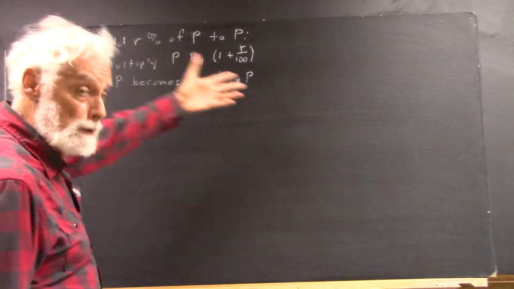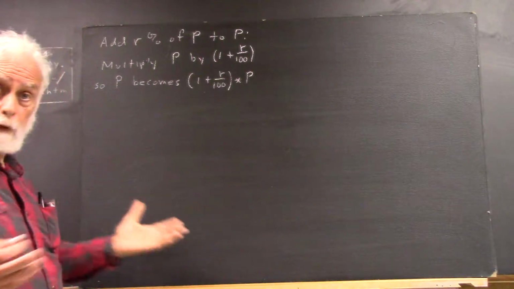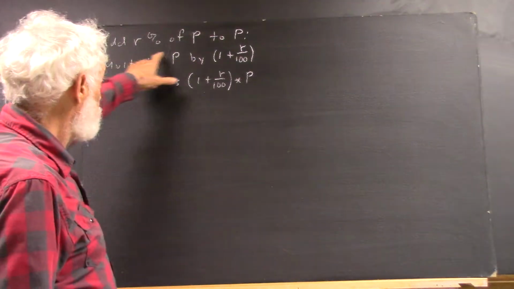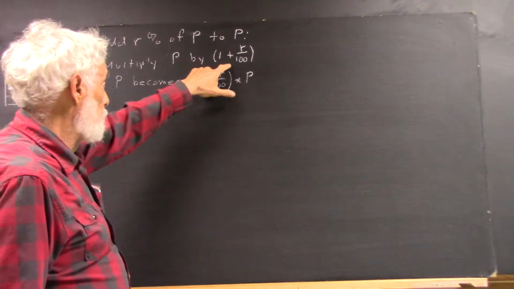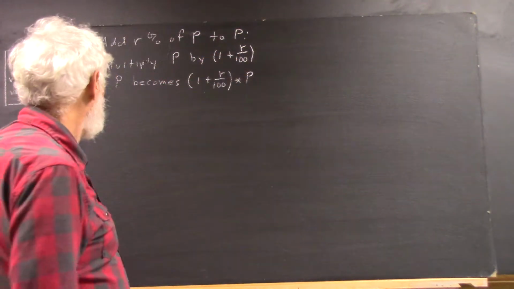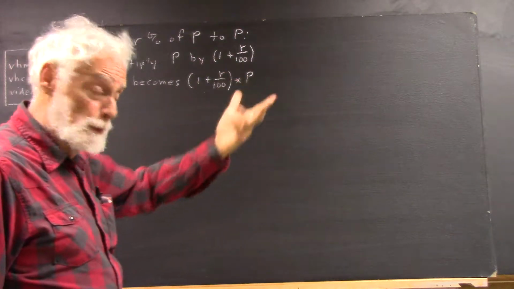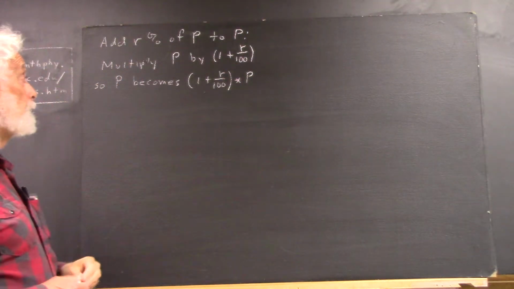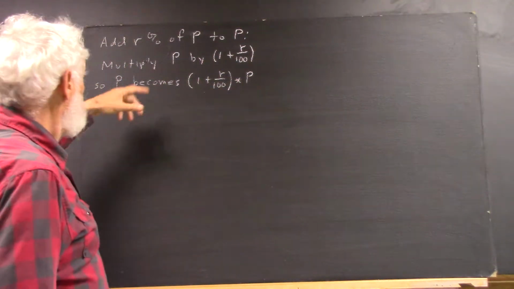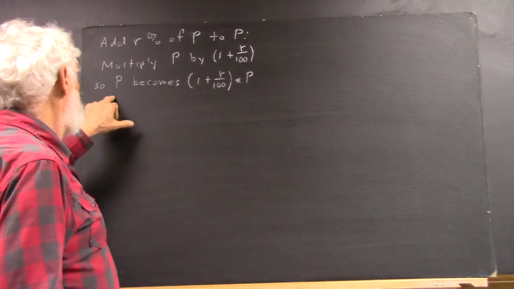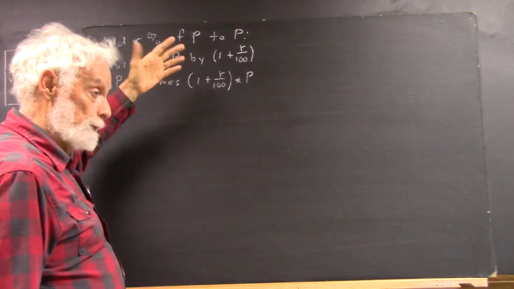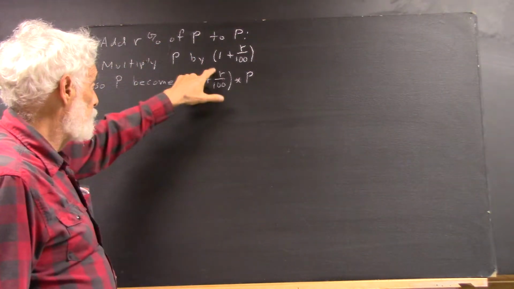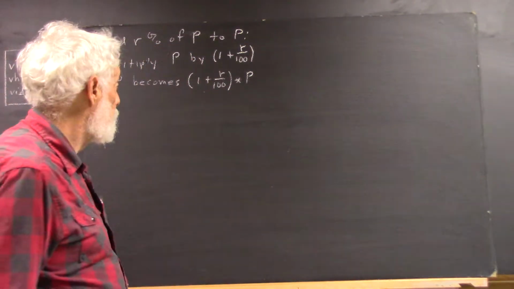Okay, we should know, and we've seen in previous videos, that if you add r percent of p to p, it's the same as multiplying p by 1 plus r divided by 100. The reason for that is pretty straightforward. If necessary, you can investigate that. In any case, if you do that, then p, after being increased by r percent of itself, becomes 1 plus r over 100 times p.